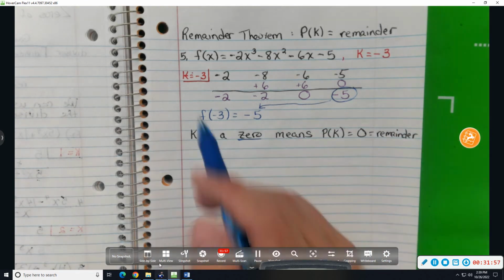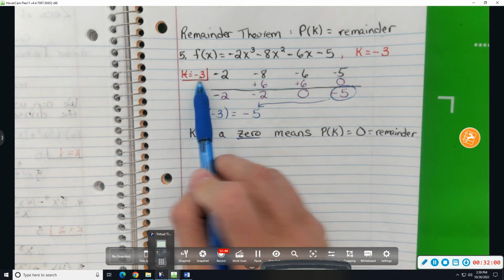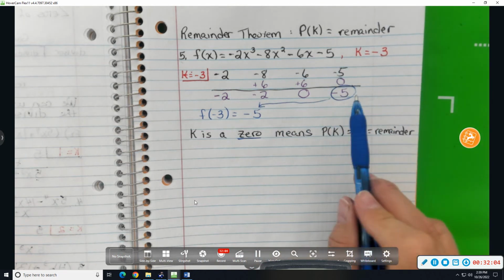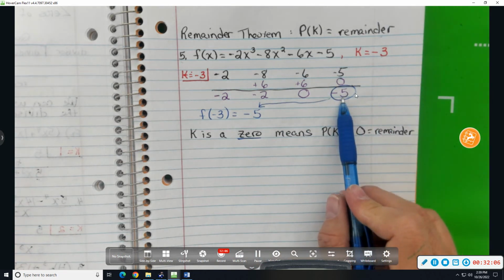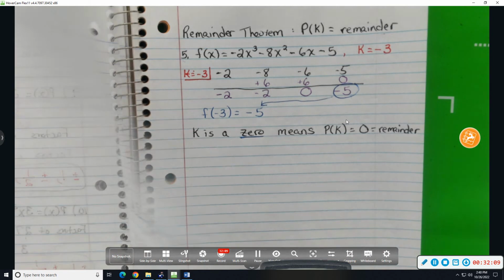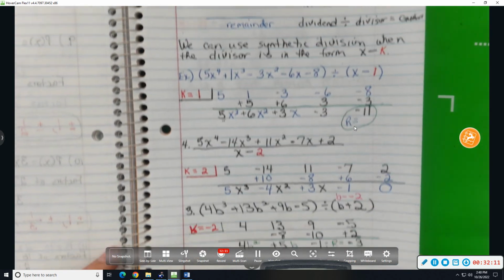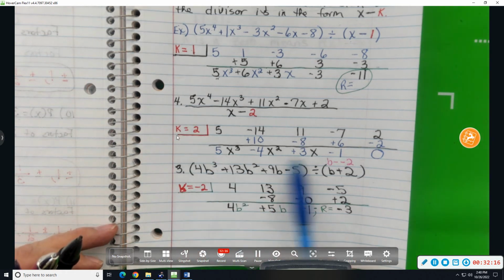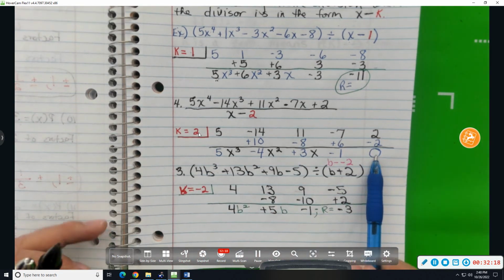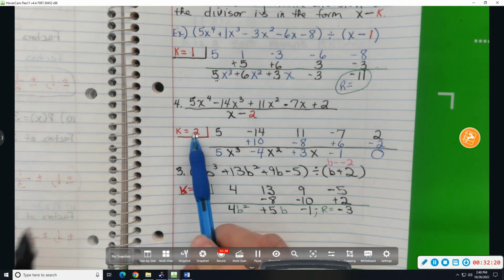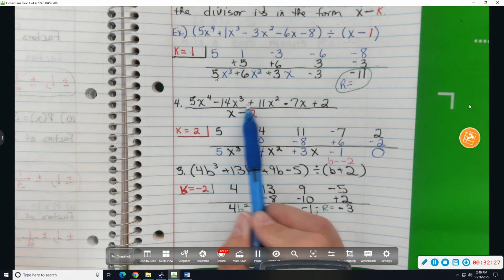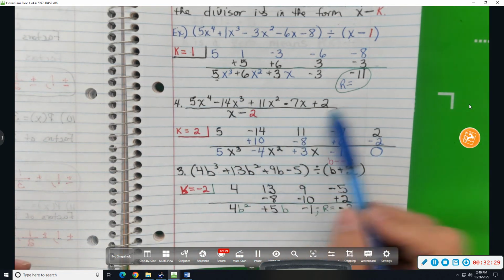Like in the previous problem, number 5, is this K value a zero? If we plug it in, do we get a remainder of 0? No. Let me see, I think we had one where we did get a remainder of 0 on problem 4. Oh, look at it. On problem 4, our remainder is 0. So if you wanted to impress someone, you could say K equals 2 is a zero for the polynomial 5x to the 4th minus 14x cubed plus 11x squared minus 7x plus 2.